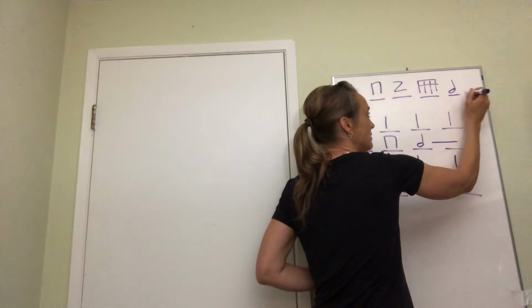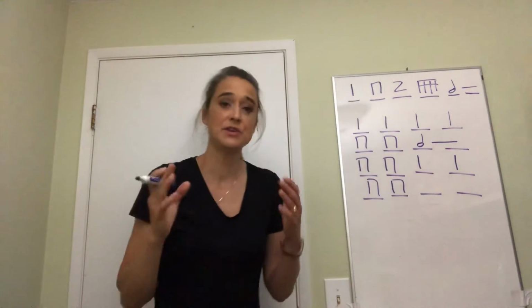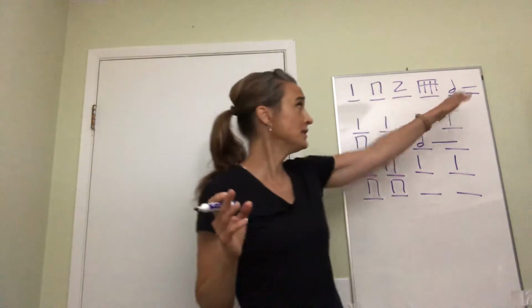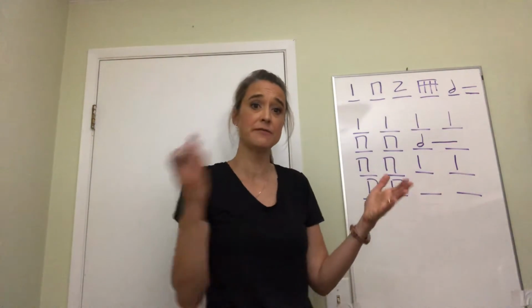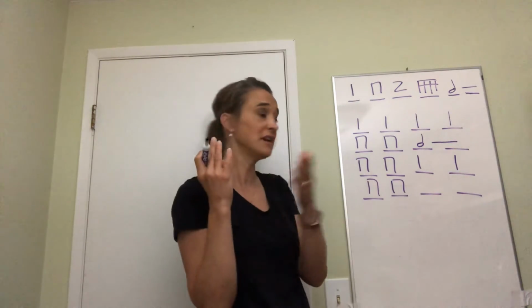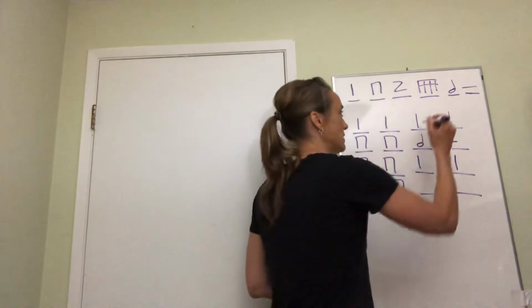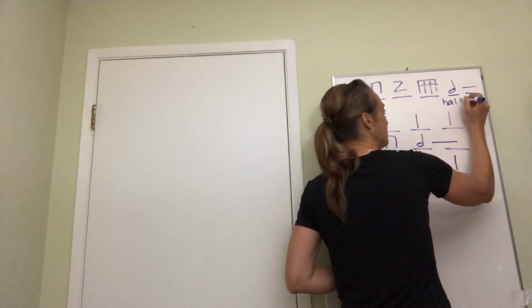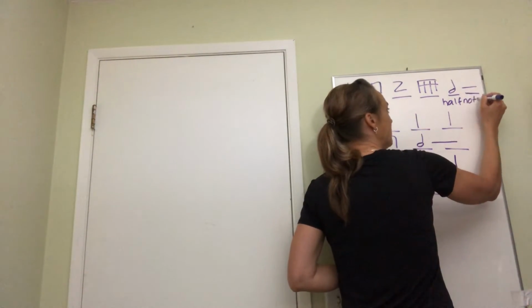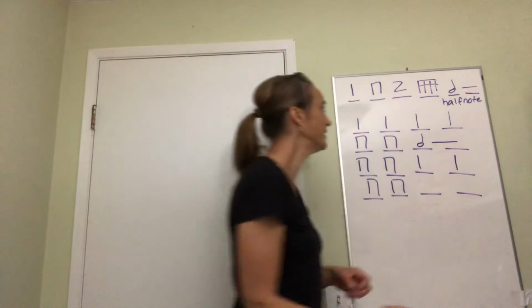A half note is usually a note that takes up half of our measure. If we have 4 beats, it takes up half of it. So 2 of those 4 beats is half of the measure, and that's why musicians call it a half note. So I'm going to write that down.